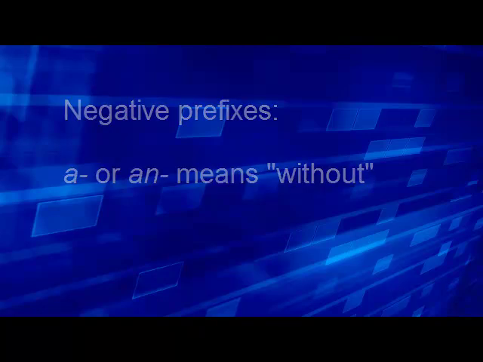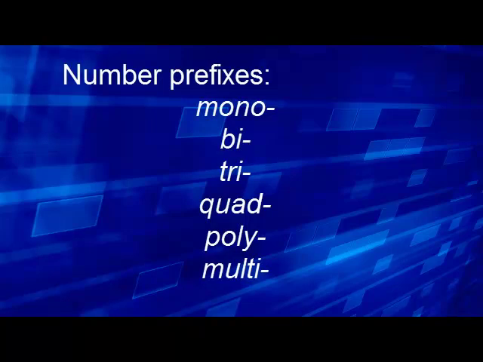We can give numbers, right? You guys already know these. Mono, bi, tri, quad, all prefixes. If we put them in front of a word, we're giving an idea of a number. Poly. Poly is a prefix that we see a lot. Poly means what? Many, or multi.